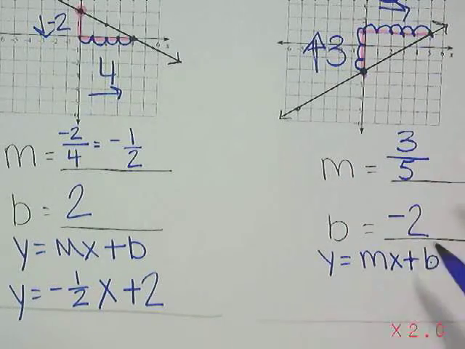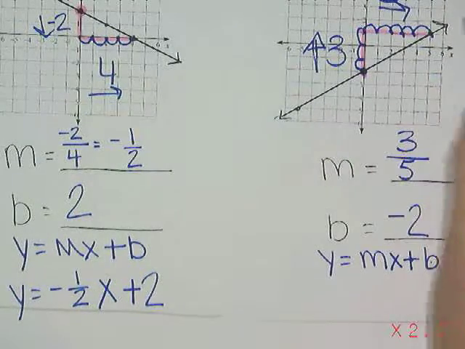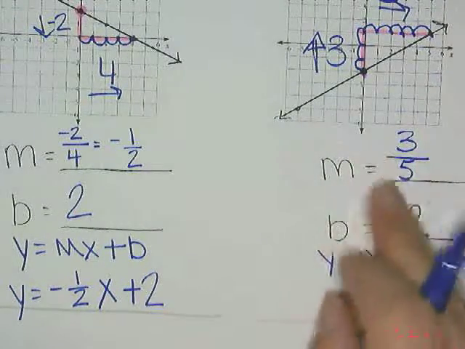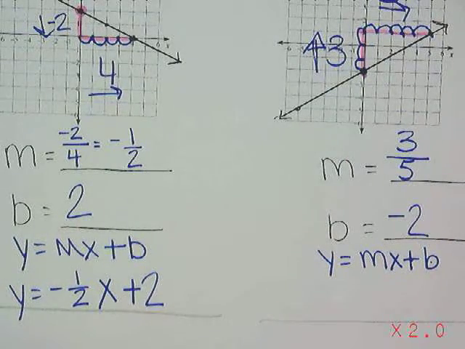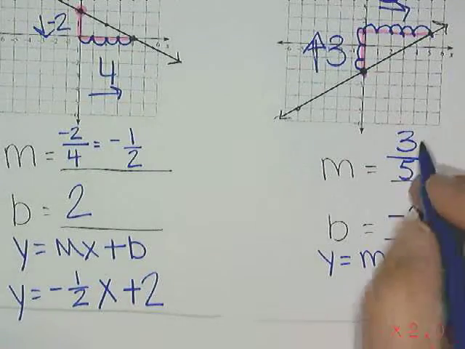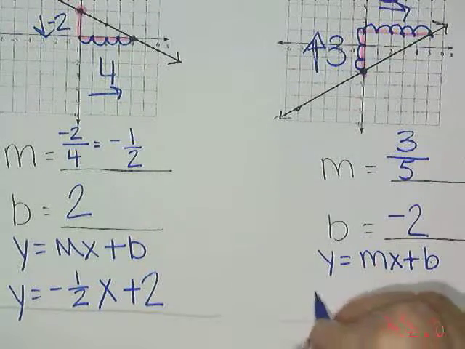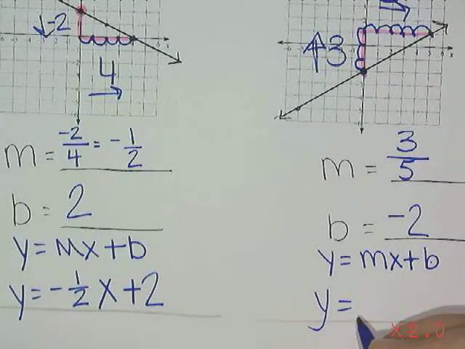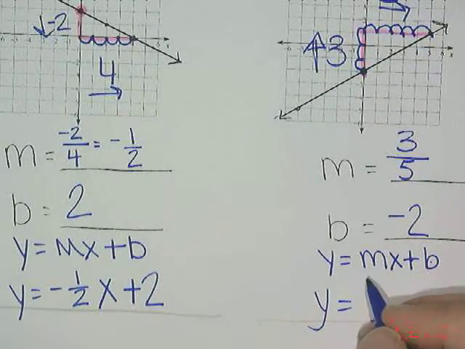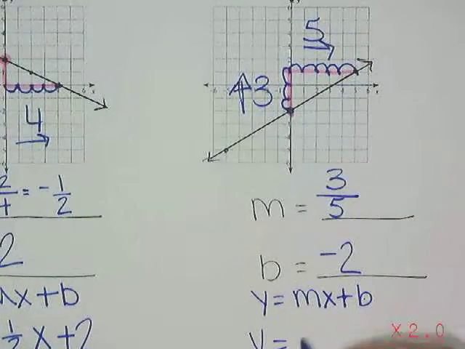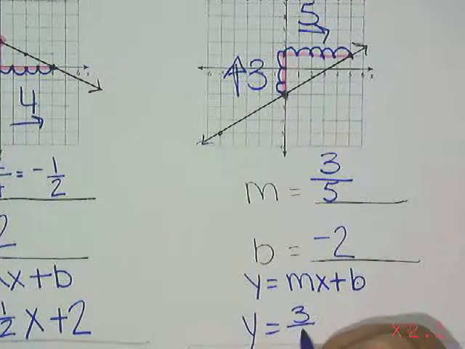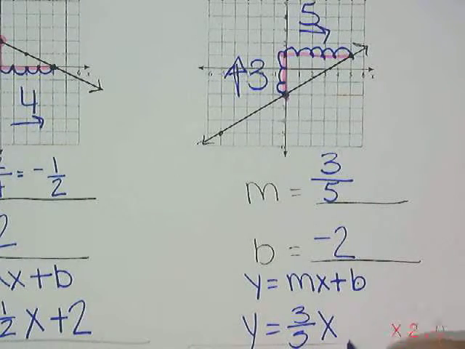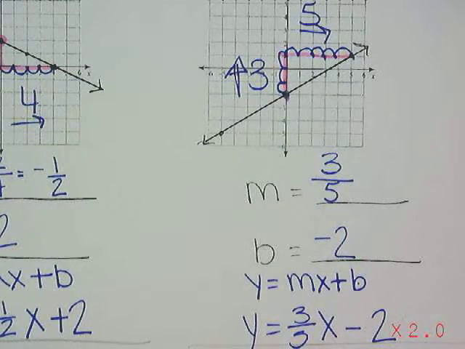Both of those are positive. Just a quick double check for myself. I see my line looks like it's going uphill. That means it should have a positive slope. It does, so I know I'm good. But just a quick double check will help you out. I cannot reduce this, so my equation of my line is going to be y equals my m was 3 over 5x, and my b is a negative 2. So there's the equation of my line in slope-intercept form.